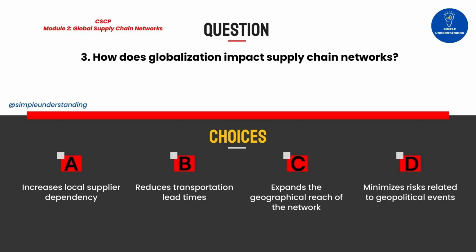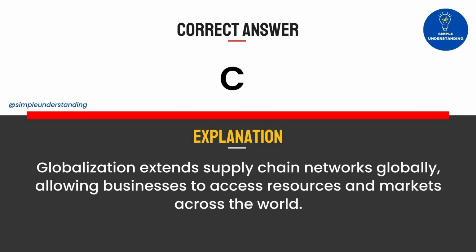3. How does globalization impact supply chain networks? A. Increases local supplier dependency. B. Reduces transportation lead times. C. Expands the geographical reach of the network. D. Minimizes risks related to geopolitical events. Correct answer C. Explanation. Globalization extends supply chain networks globally, allowing businesses to access resources and markets across the world.